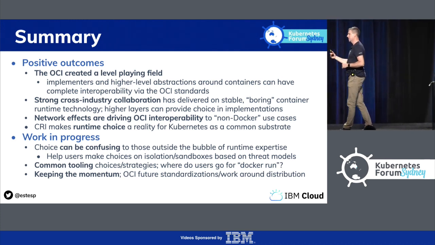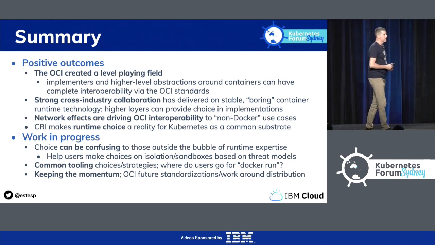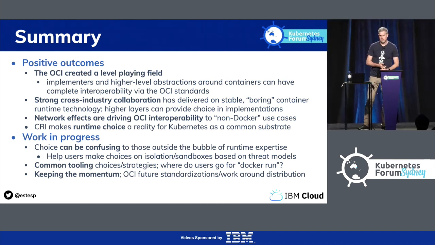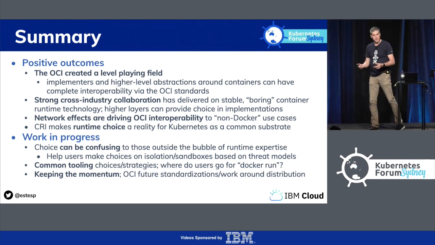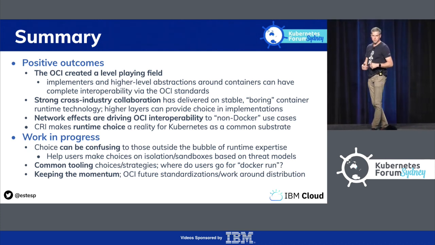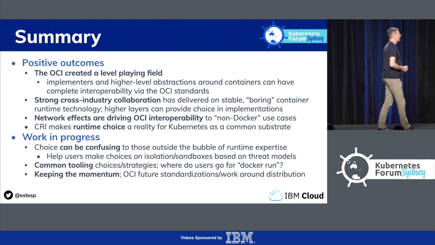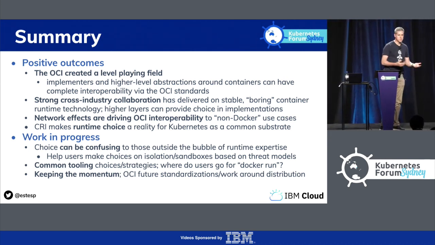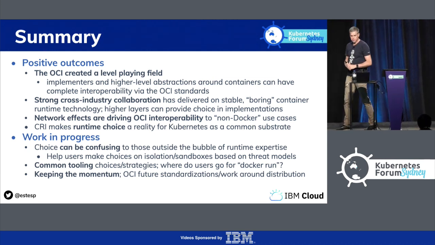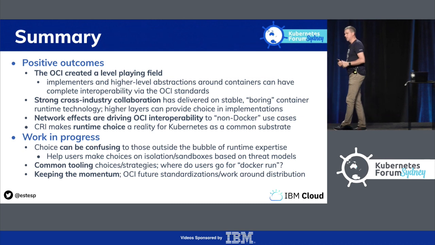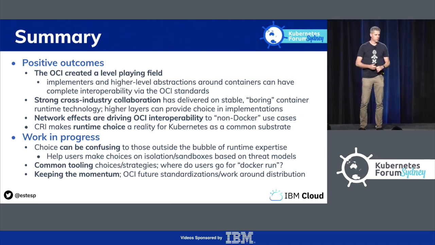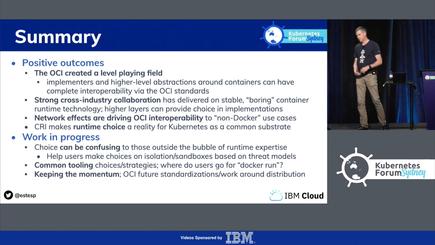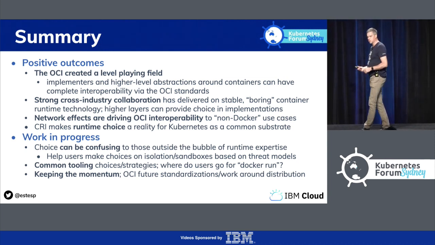Another side effect, which I call the network effect, of having this positive peer pressure to be OCI compliant is that the LXC team and the Singularity team added OCI compatibility to their runtimes, which are not necessarily Docker-like. It was great to see that the expectation in the container ecosystem is that OCI compliance is valuable and useful for users. Add to that the CRI, and we really have gotten to the place where pluggability with your Kubernetes cluster is a reality. And again, we can hear from other talks that people are actually using these features and implementing this.